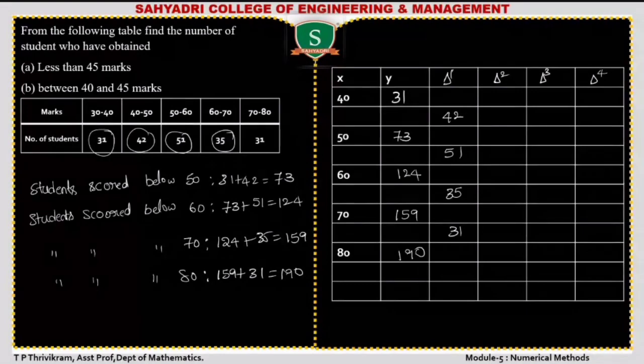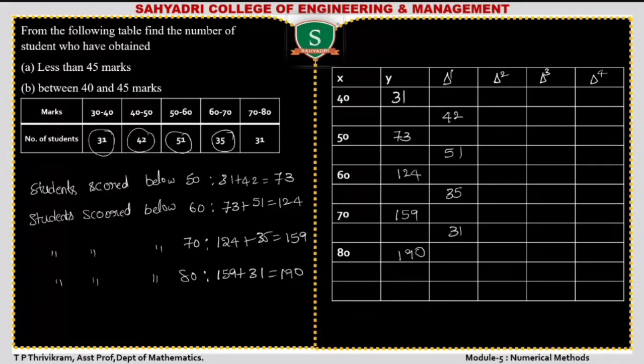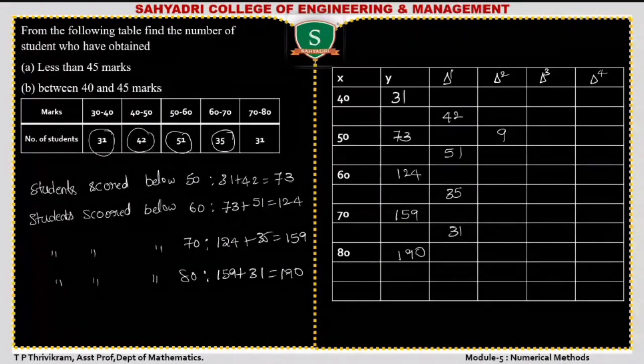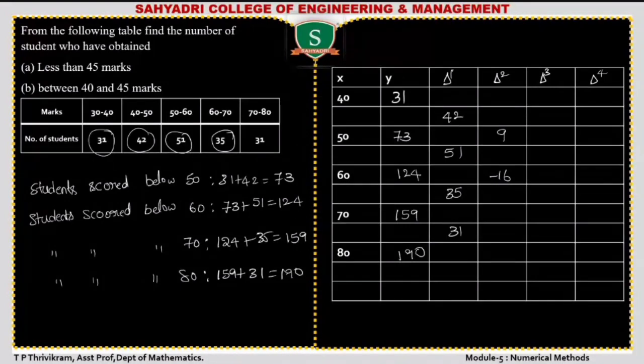Okay. So now, again take the difference between these two. How much? 51 minus 42. 9. Here 9 we will get. Minus 16 we will get. Next here, minus 4. Next take the difference between these two. Minus 16 minus 9, minus 25. Next here, 12 we will get. Next difference between these two. 12 plus 25, 37. So this is del power 4.